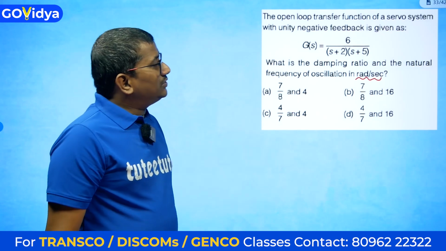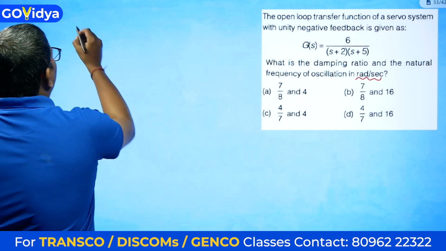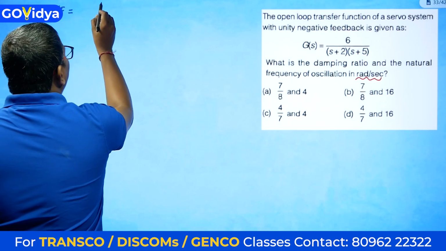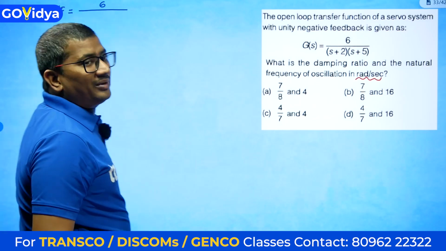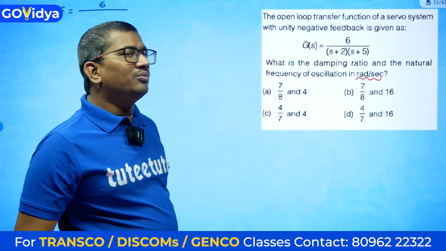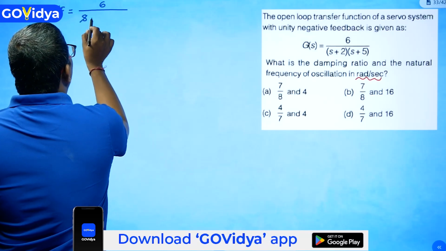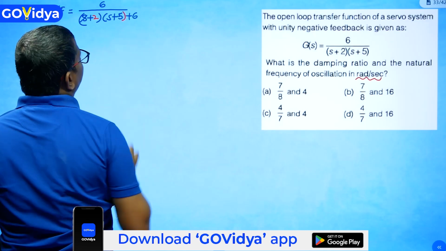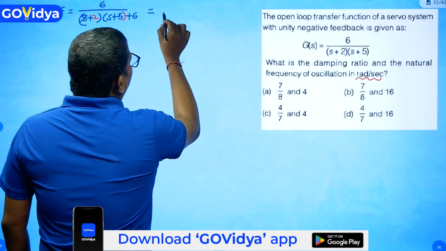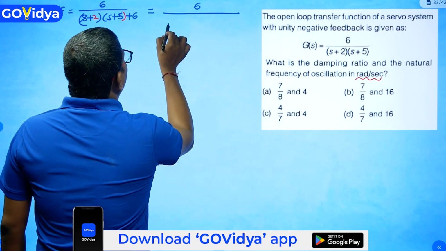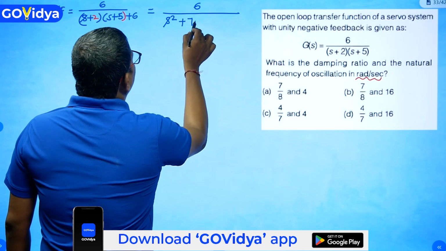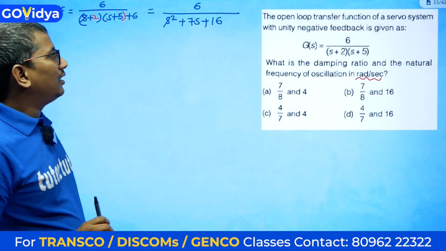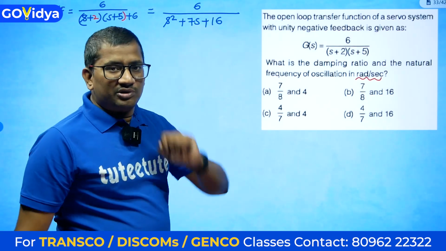Now let us see. G of s they have given, with unity negative feedback. Whenever you have a unity negative feedback, what is the closed loop transfer function? The numerator will be as it is. Unity negative feedback means you add both numerator and denominator: (s plus 2) into (s plus 5) plus 6. Now if you further simplify, this can be written like s square plus 7s plus 10 plus 6, that is 16. Now this looks like our characteristic equation.